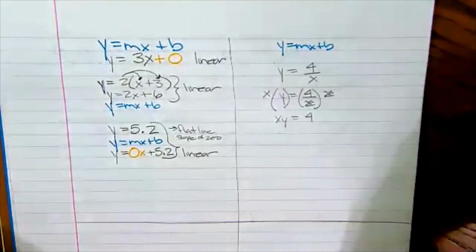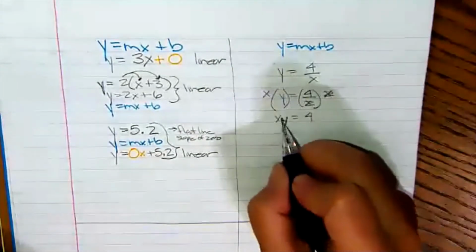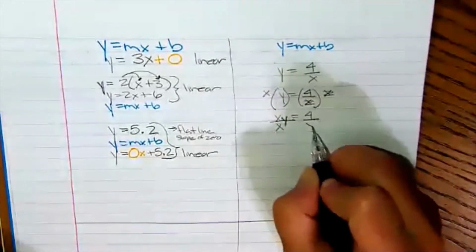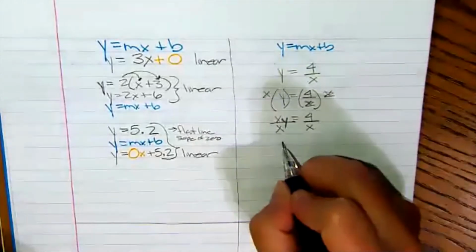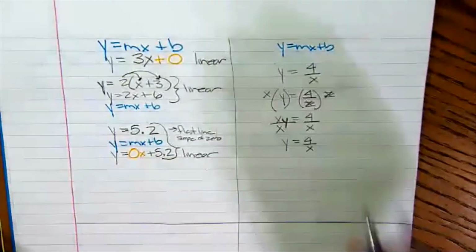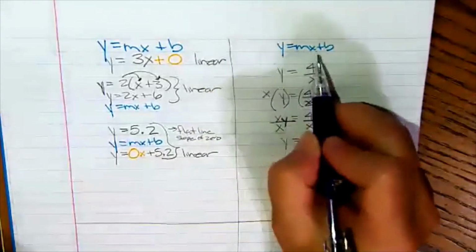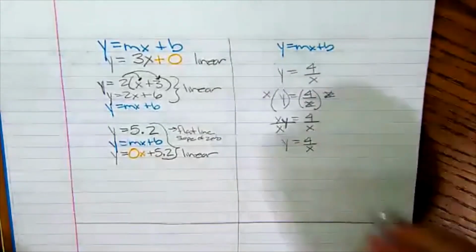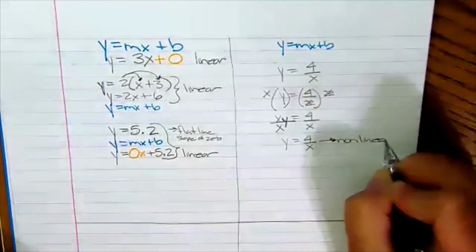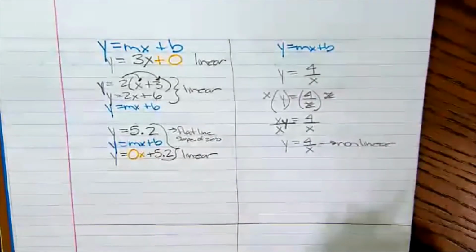These cancel. Okay, now I need to isolate y. I need to get y by itself. So to do that, I'm going to divide this side by x, divide this side by x. Wait, what? Y equals 4 over x. Guess what? This cannot be written in slope-intercept form. Therefore, it represents a non-linear function.